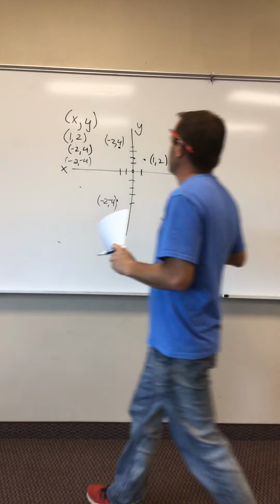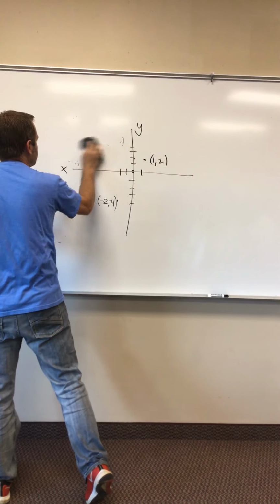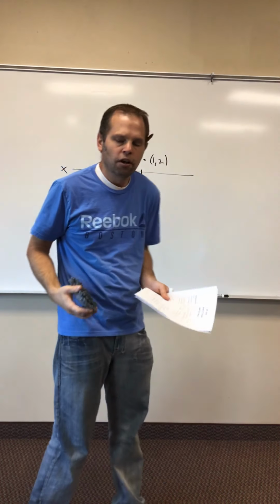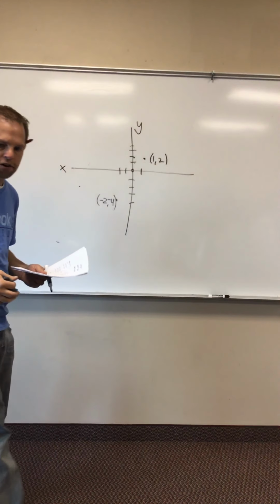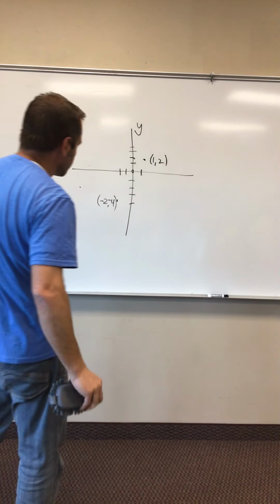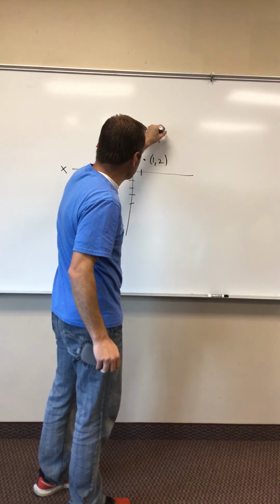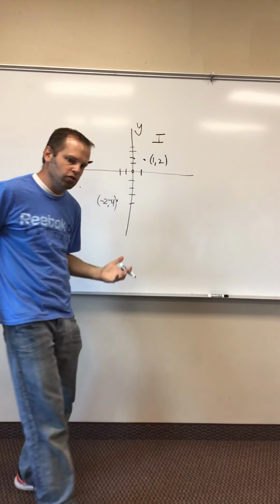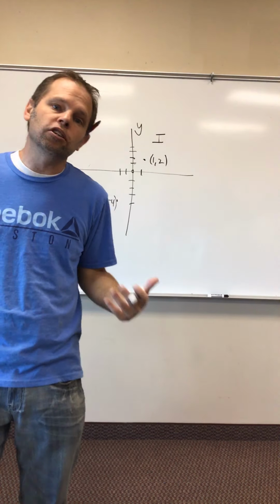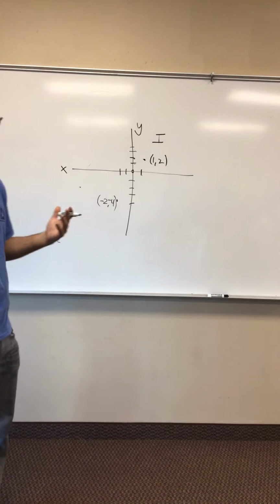One other thing that I teach my 5th and 6th graders is to identify quadrants. When you're talking about a quadrant, it's basically the layout of the coordinate grid. This is quadrant 1. They usually use Roman numerals.